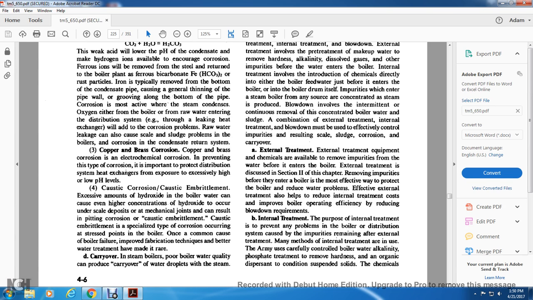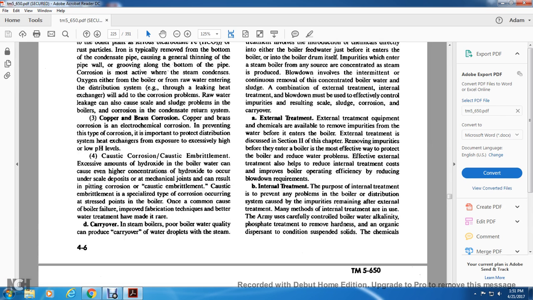An excessive amount of hydroxide in the boiler water can cause a higher concentration of hydroxide to occur under the scale deposit. Mechanical joints can result in pitting corrosion. Caustic embrittlement is a specialized type of corrosion occurring at the stress points of the boiler. Once common as a cause of boiler failure, with improved fabrication techniques and better water treatment it is now rare.